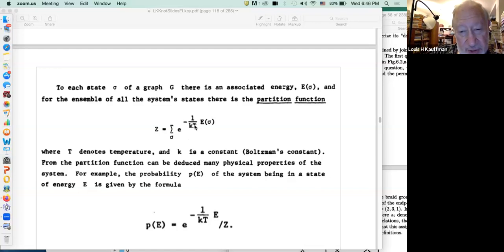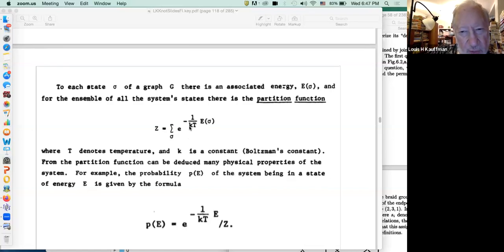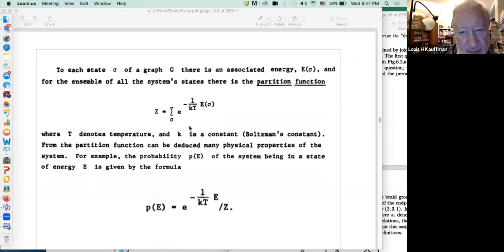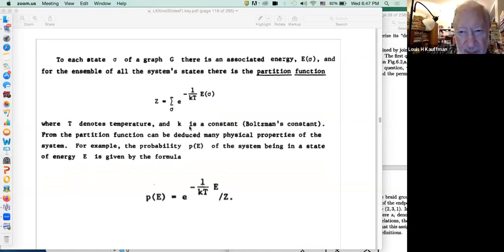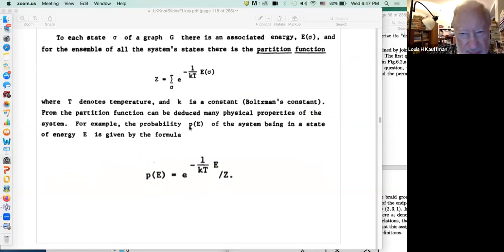T is temperature, and so the probability of being in a given state goes down as the temperature goes up, because there become a lot of states when the temperature is high. And the energy of the state, the higher the energy of the state, the more likely it is to be happening. And K is a constant called Boltzmann's constant. So you see how that's working. And I may have misspoken there, but that's the form of the partition function.